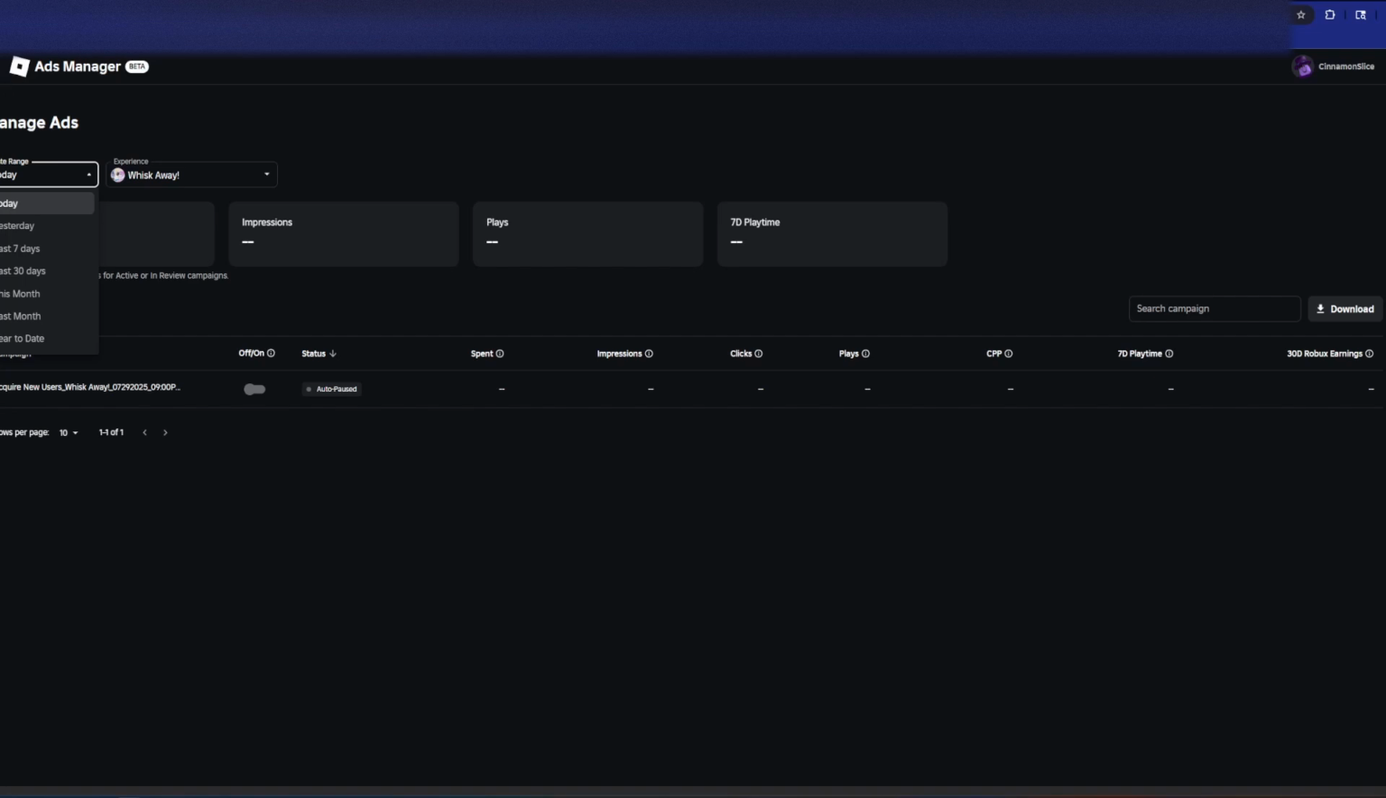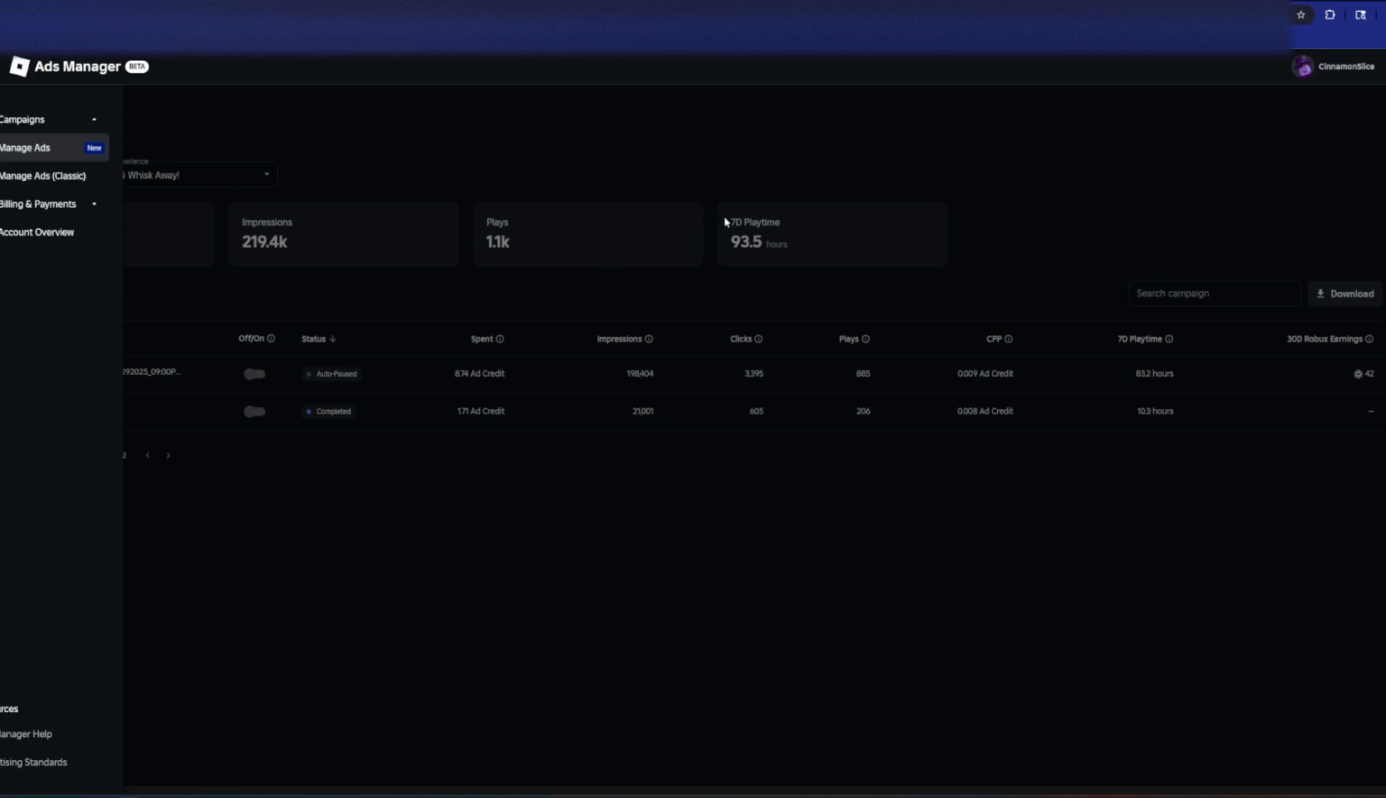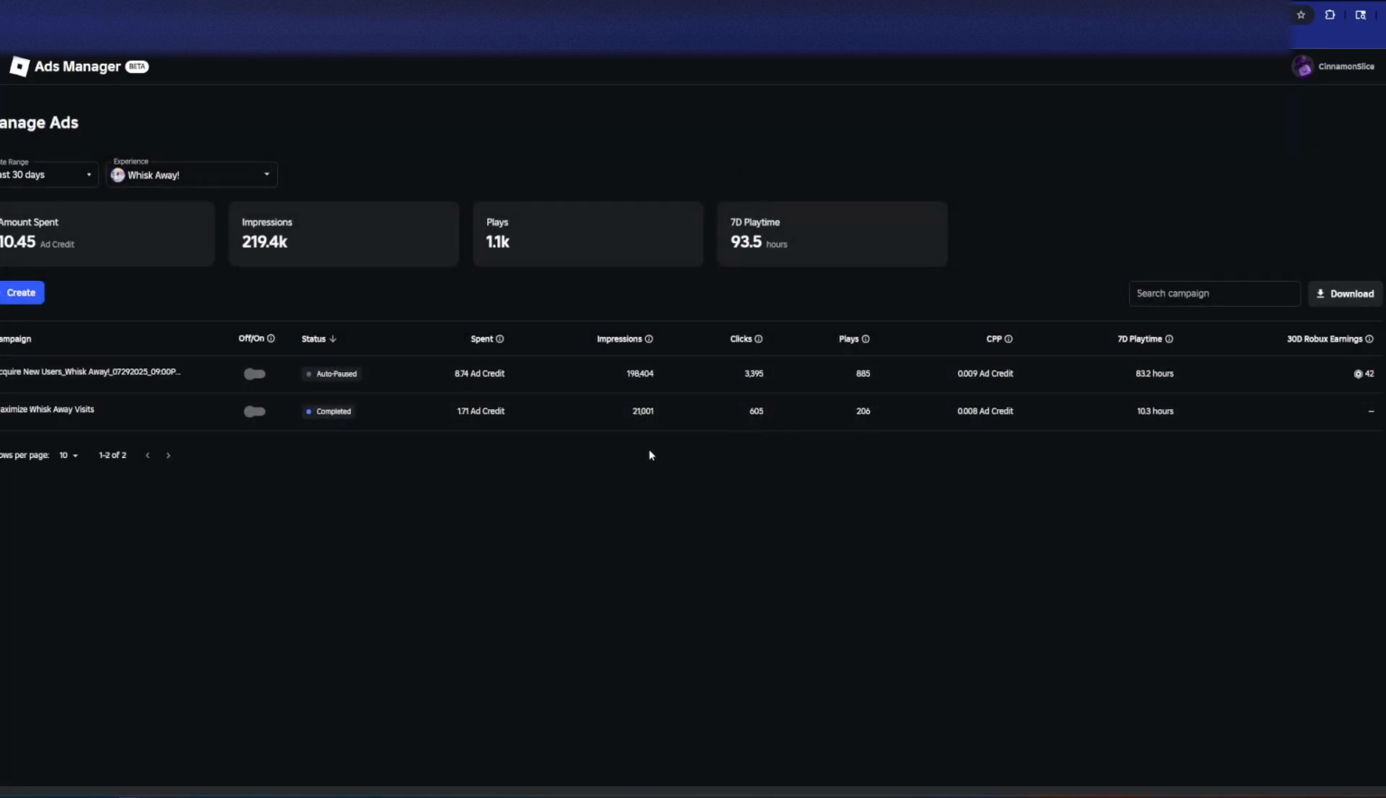So, first off, I want to show you guys the automatic manage ads managed by, I believe, Roblox AI. And personally, I thought this system was pretty bad. I wouldn't recommend using it. The only reason I used it was to spend all of my ad credit. And there are two different campaigns here. Both of them are for my game.